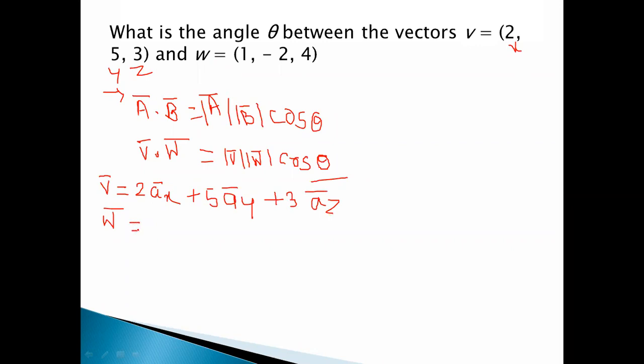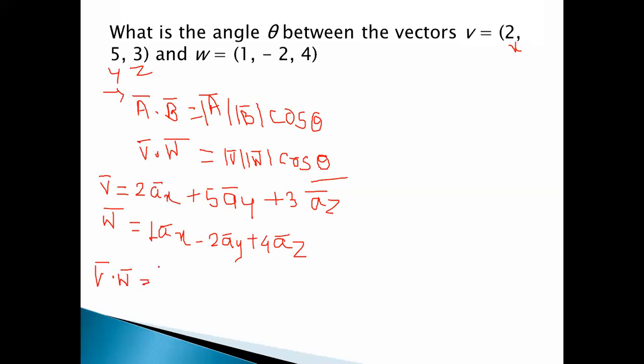Then what is vector W bar? W bar is equal to plus 1a bar x, then minus 2a bar y and the third coordinate is plus 4a bar z, right? Now we can first find V bar dot W bar.